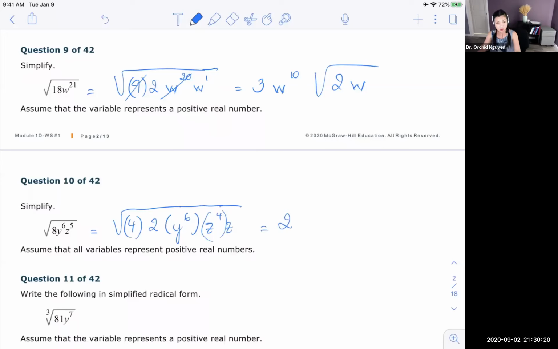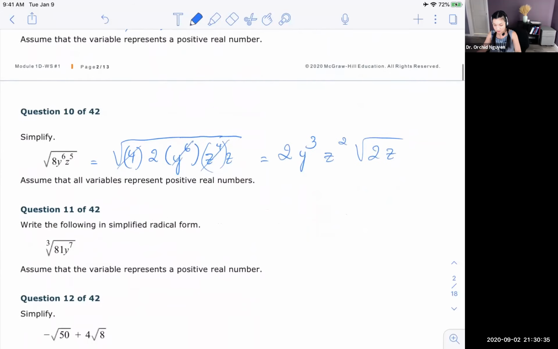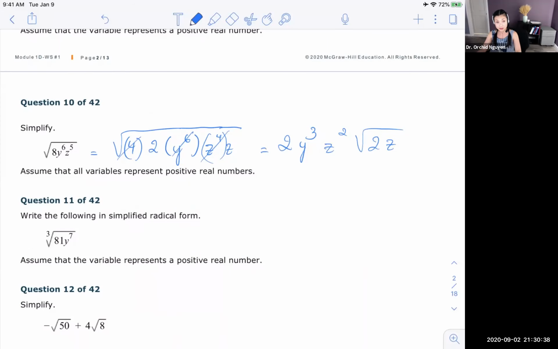Square root of 4 is 2. I took care of that. This one is y cubed. This one is z squared. And then we have 2z right there. Okay. Now, we have to look for the perfect cube this time, because we're taking the cube root.